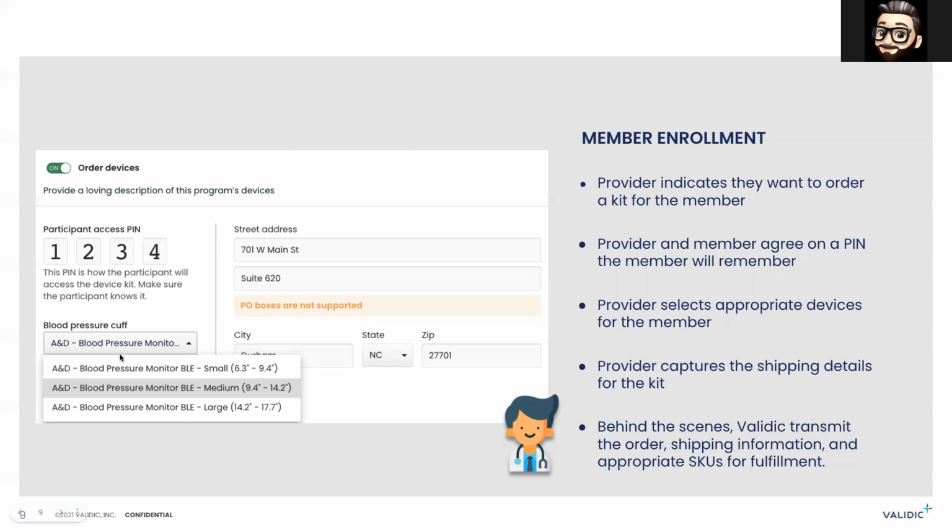Then for the devices that that program calls for, if there are needs to get more specific, in this case, like a blood pressure monitor, that can come with a small, medium, or large cuff size. The care team will pick the right cuff size and then give us a shipping address for that kit. Once they've entered that, behind the scenes, a transaction goes off to one of our third-party logistics partners who will pull the devices appropriate for that program off the shelf, prepare them with a cellular enabled tablet, then set the patient up in that tablet.